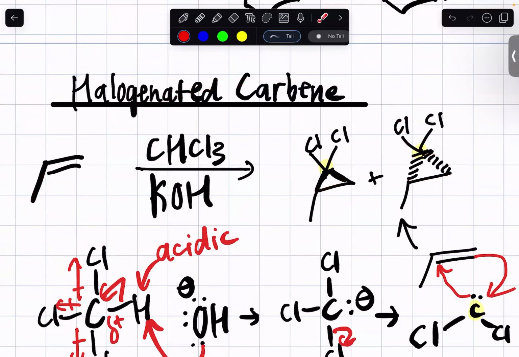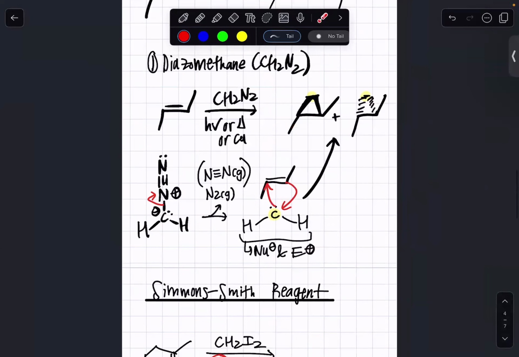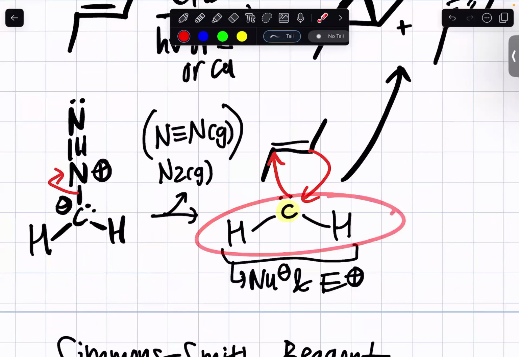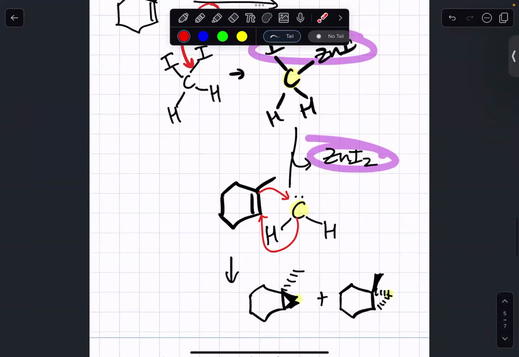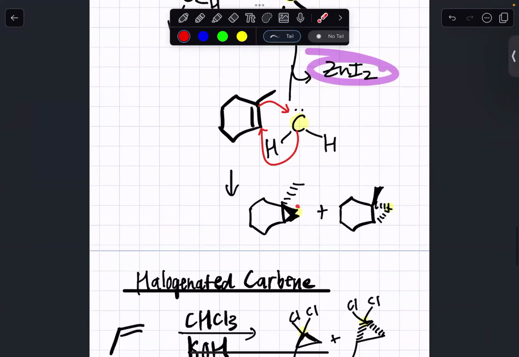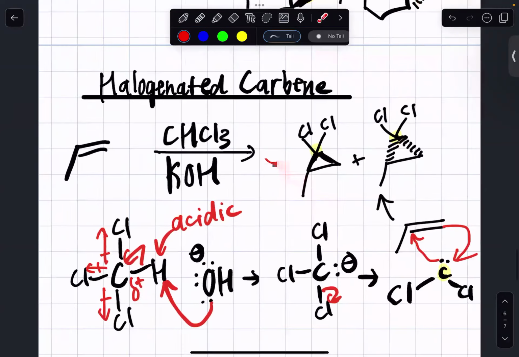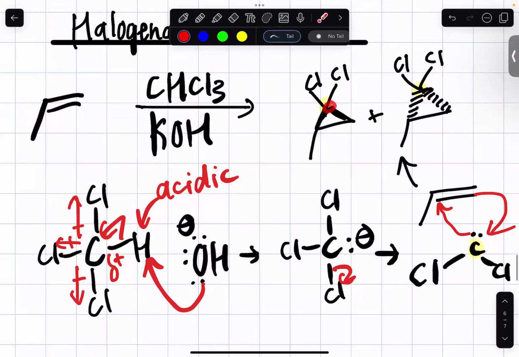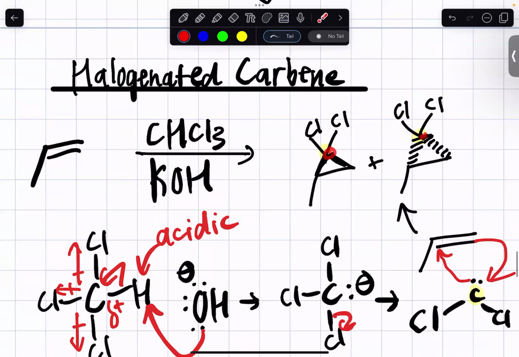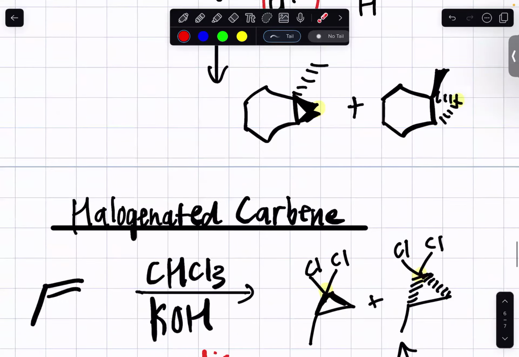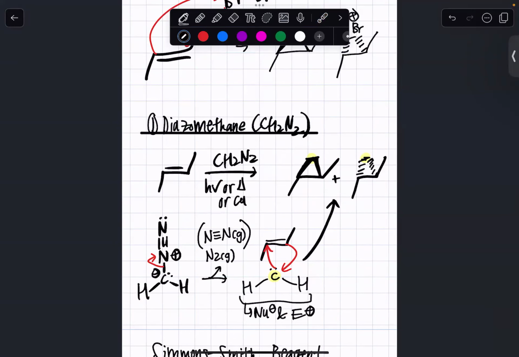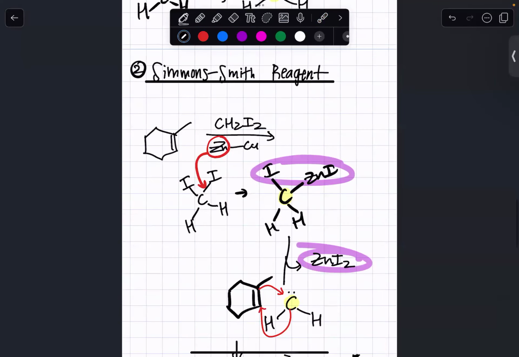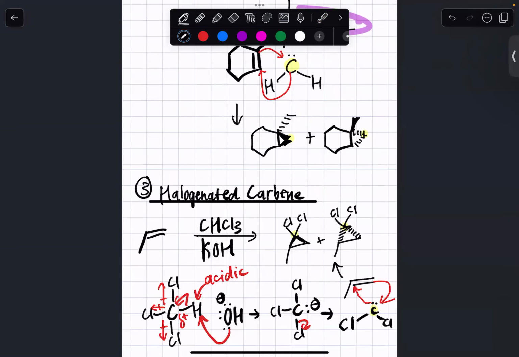You notice how all of these three examples here are very similar, where we have a carbene attacking the alkene at the same time as the alkene is attacking the carbene. That's the same exact kind of mechanism, which does a syn addition all the time. And that always forms a cyclopropane here on the same side, like both the wedges or both dashes, syn addition. And that is it for all the carbene reactions here. The first one was diazomethane. Second one was Simmons-Smith. The third one, halogenated carbene.